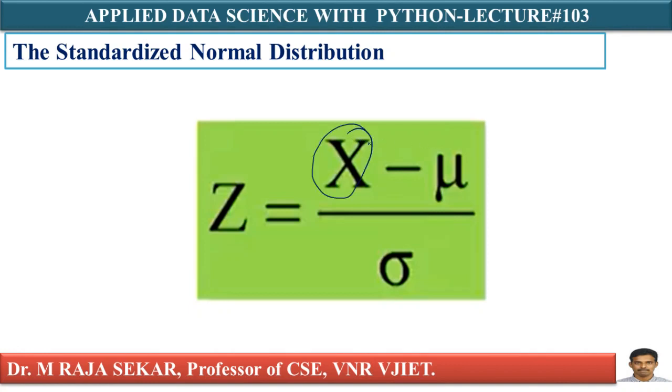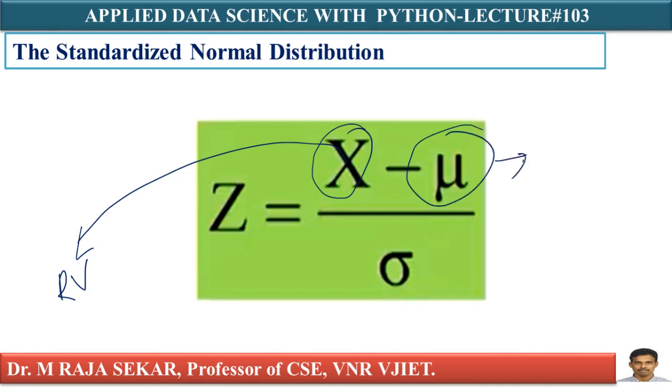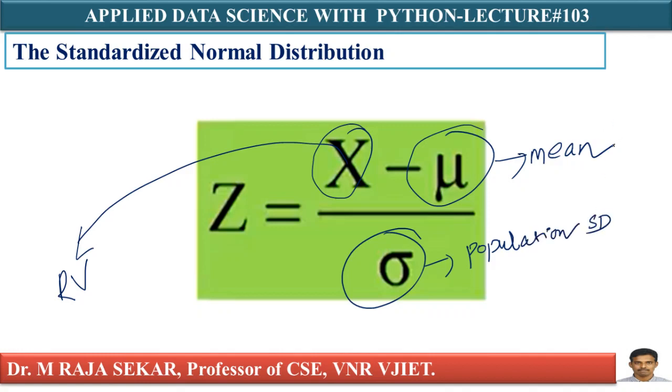X is random variable. From X, I am subtracting the mean of X and dividing by its standard deviation. Simple. X is random variable, that you must understand. Mu is mean, population mean. Mu is population mean. Sigma is population standard deviation, nothing more than that. This is population standard deviation, this is population mean, isn't it?